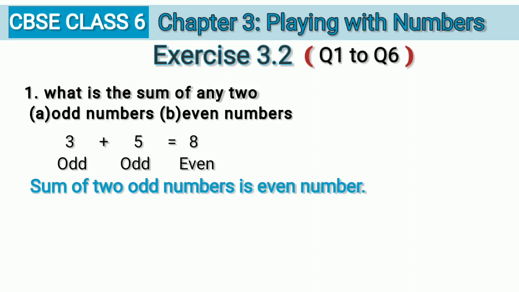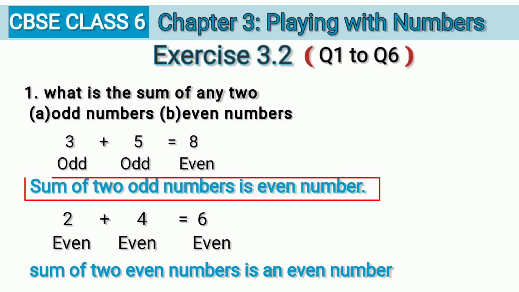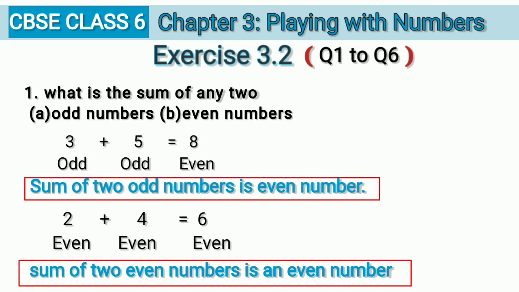Next we have to find out the sum of two even numbers. Let us add two even numbers and check. 2, an even number, added to 4, which is also even, gives 6, which is also an even number. So we can say the sum of two even numbers is an even number. So you have to remember, the sum of two odd numbers is even, and the sum of two even numbers is also an even number.